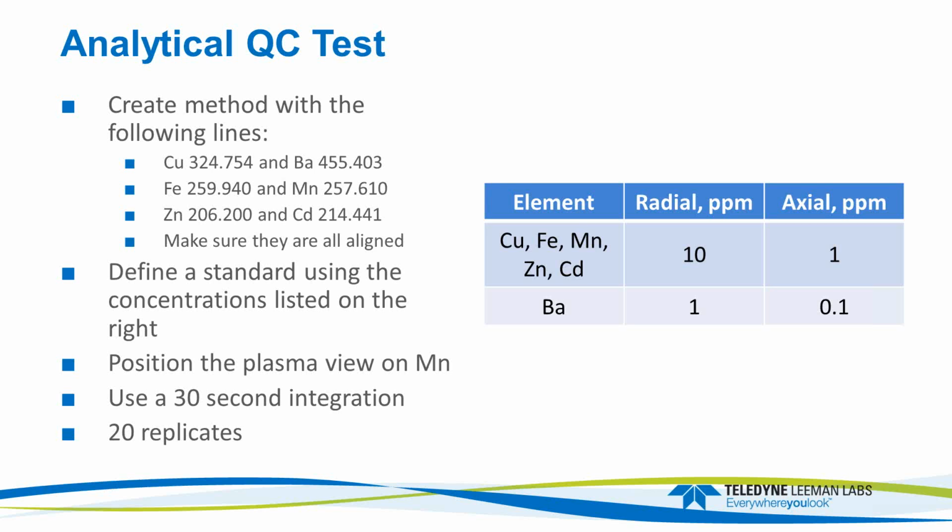Depending on whether the instrument's an axial or radial, we use different standard concentrations. If it's an axial system, the concentration for all the elements except barium is 1 ppm. Barium is a factor of 10 less. On a radial system, we'll use 10 ppm with barium being 1. Again, it's not necessary. I typically don't use a blank when I do this, but the manufacturing tests and the installation tests will use a blank.